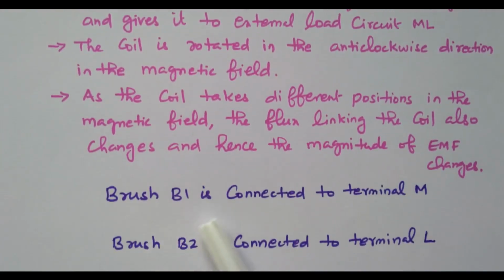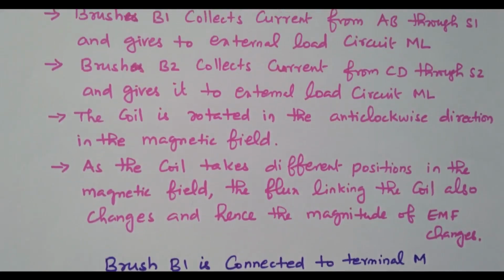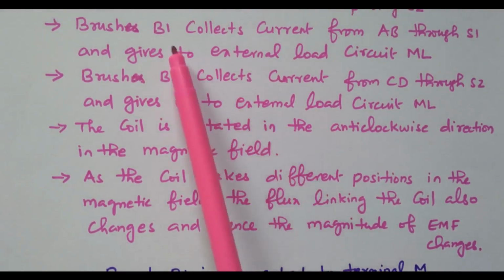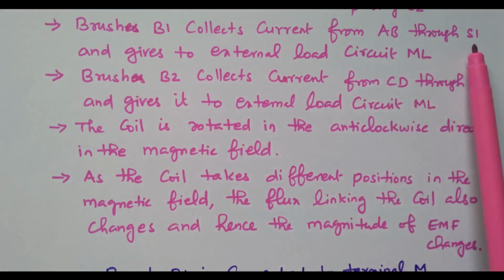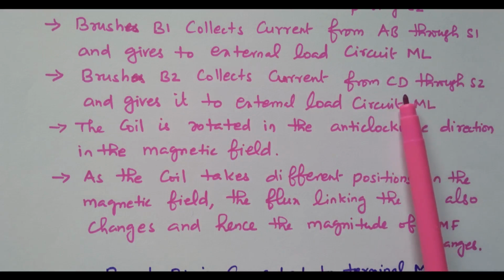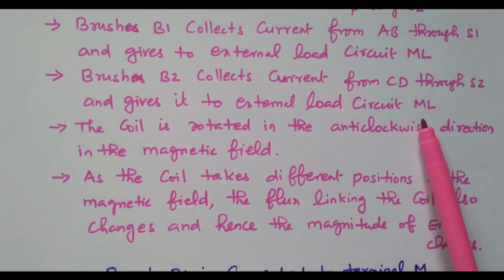So the brush B1 is connected to terminal M and brush B2 is connected to terminal L, right? So the brush B1 collects the current from AB through the slip ring S1 and gives it to the external circuit ML. Similarly, CD through S2 is connected to the load circuit ML. Now we'll go to the detailed diagram.